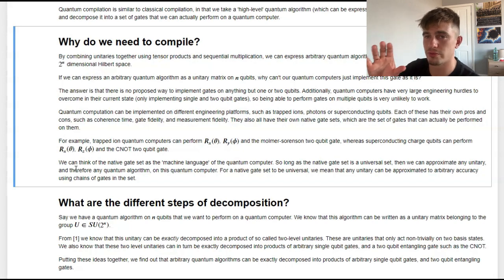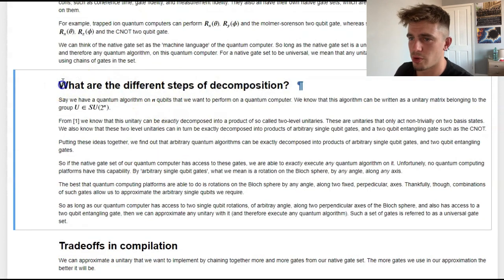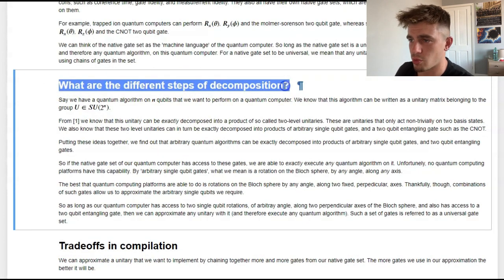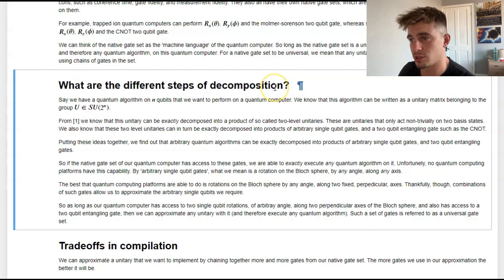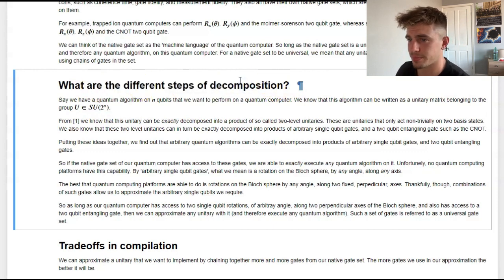That's a universal gate set, so any unitary on n qubits can be approximated using chains of gates in that set. So as we said before, what we want to do is decompose a quantum algorithm, which is a unitary on n qubits. And now we're going to look at the different steps involved in that.